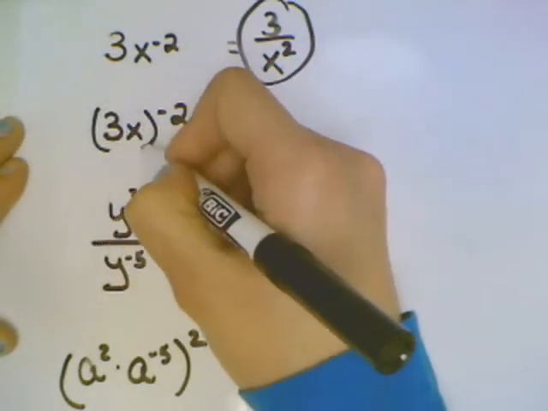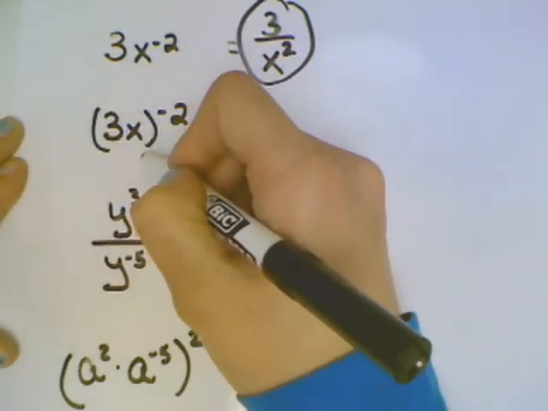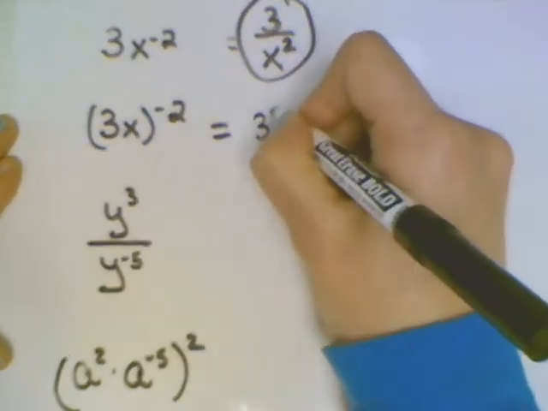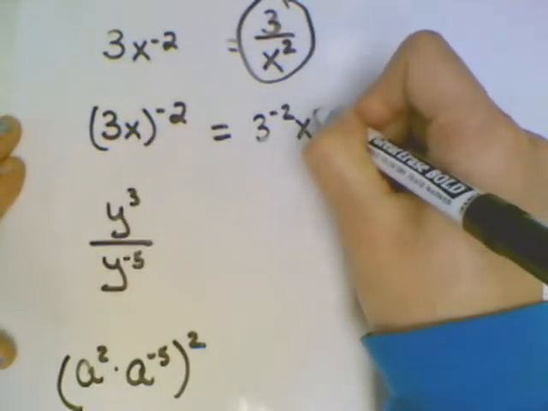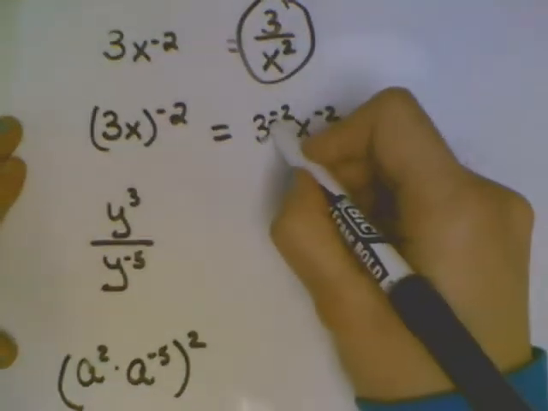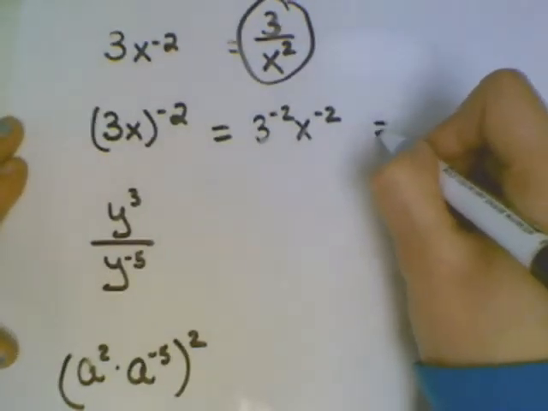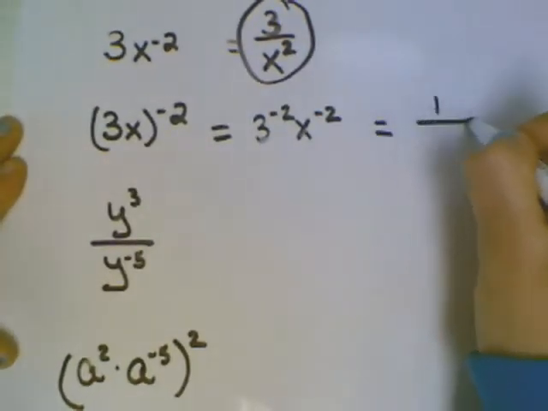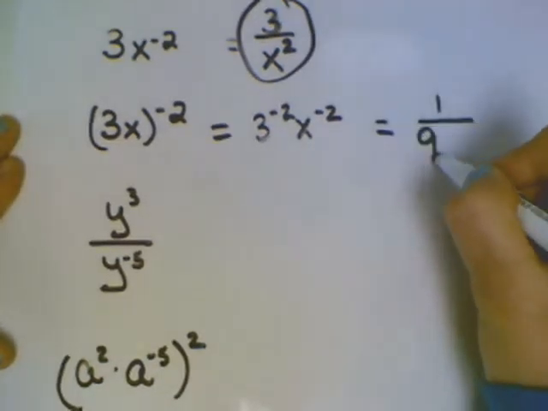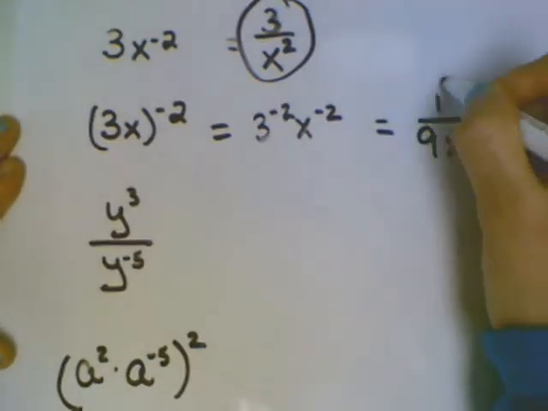Because the 3 and the x are in the parentheses in this one though, I have a little bit more work to do. I'm going to start by sharing the power. Then I realize that both of these have negative exponents. They must go in the denominator. 1 over 3 squared is 9x squared.